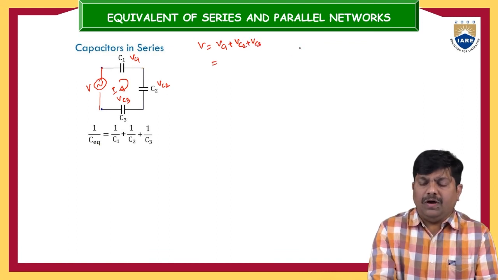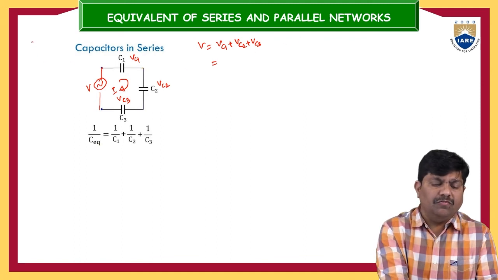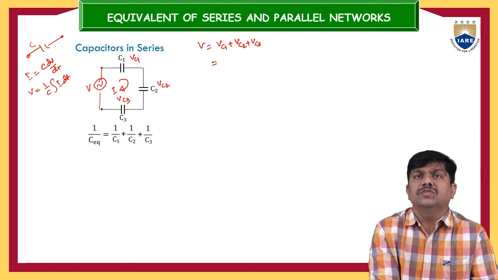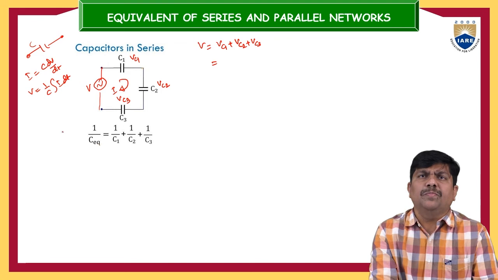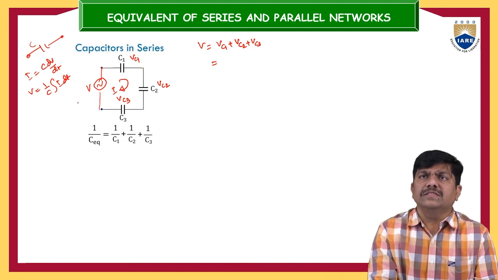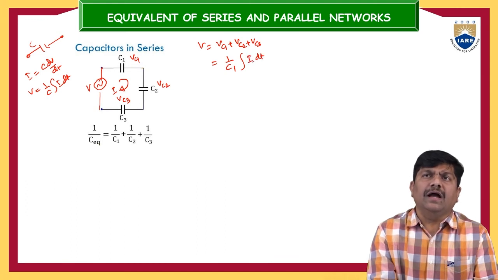So for the capacitor, whatever the voltage relations, current relation I is equal to C dV by dt, and V is equal to 1 by C integration over I into dt. So just try to make use of these two formulas to determine the equivalent of this. So here we want to determine VC1. So VC1 is nothing but 1 by C1 integration over I dt. Why am I writing only I, not I1? Because this is a series network.